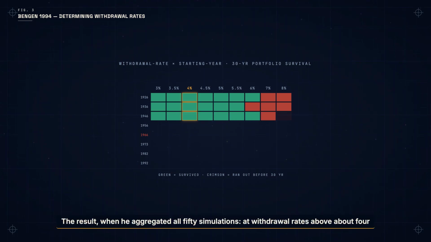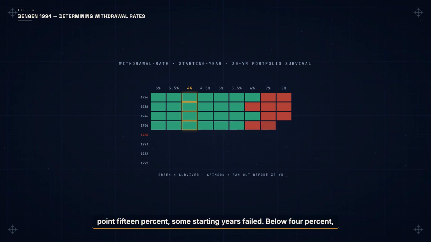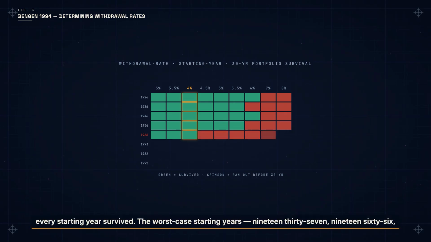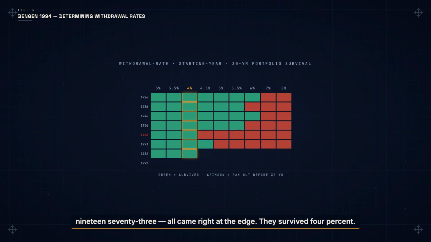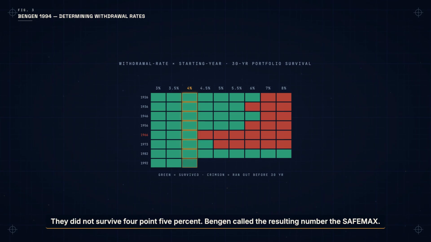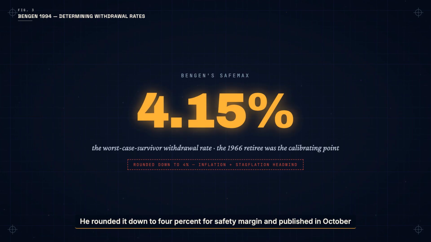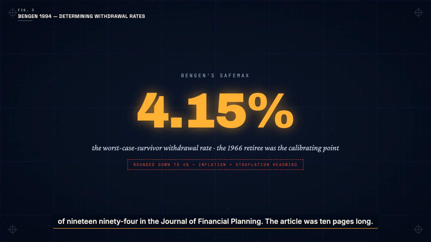The result, when he aggregated all 50 simulations: at withdrawal rates above about 4.15%, some starting years failed. Below 4%, every starting year survived. The worst-case starting years, 1937, 1966, 1973, all came right at the edge. They survived 4%. They did not survive 4.5%. Bengen called the resulting number the safe max. He rounded it down to 4% for safety margin and published in October of 1994 in the Journal of Financial Planning. The article was 10 pages long.